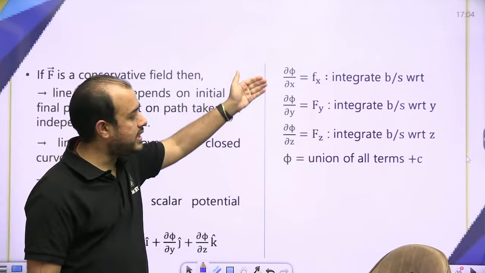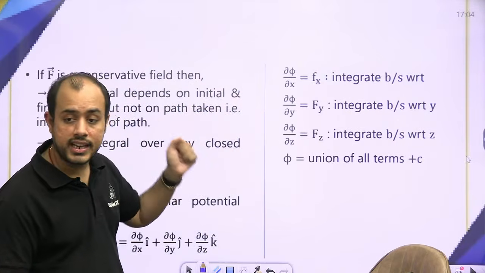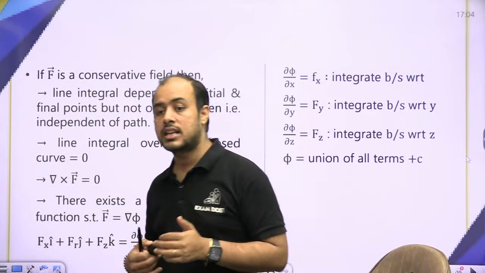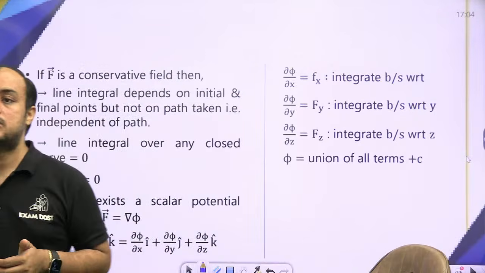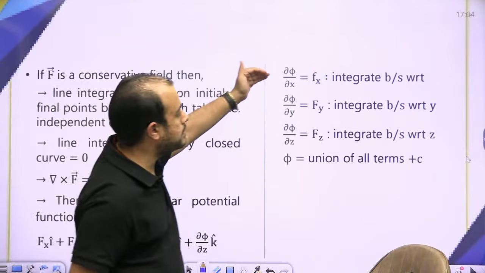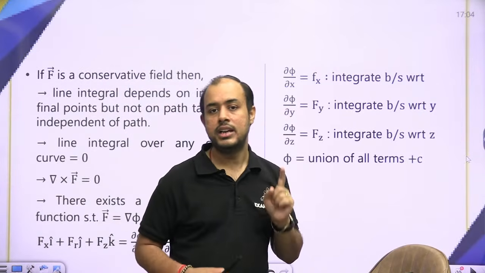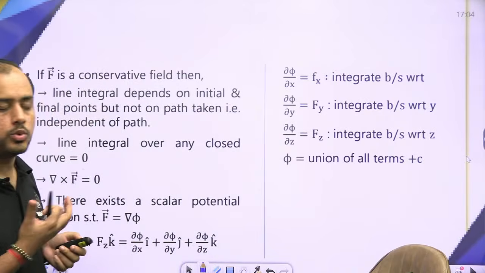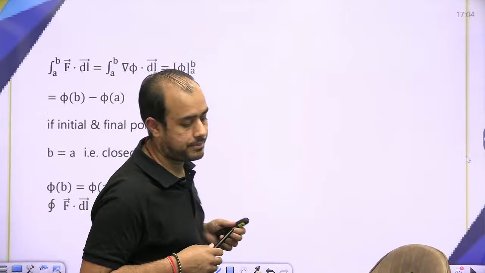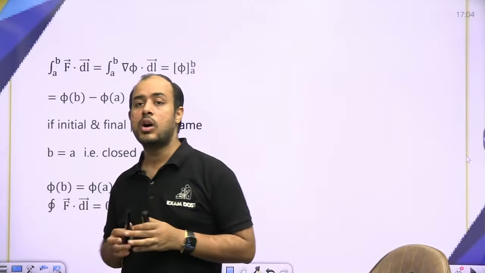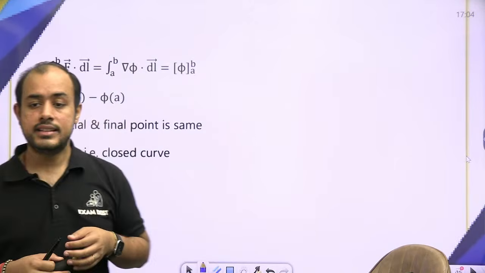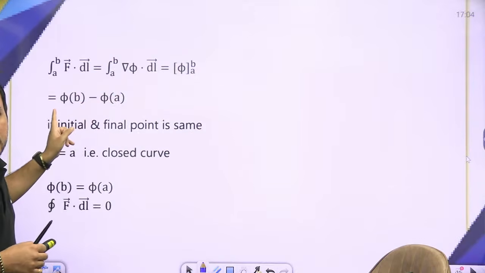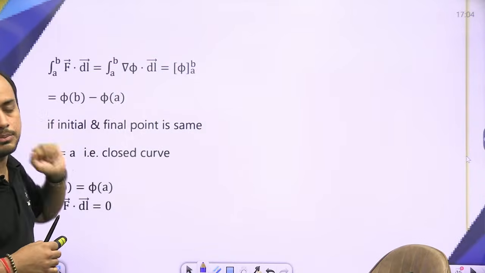So you will get 3 integrations. You take the union of all the terms. Union means you do not count the repeated terms twice. Whichever terms come out common in the integrations, count them only once, not 2 times. And when you take the union, you will be able to get phi. Okay? And once you are able to obtain phi, then the line integral is nothing but evaluating phi at the final and the initial point.